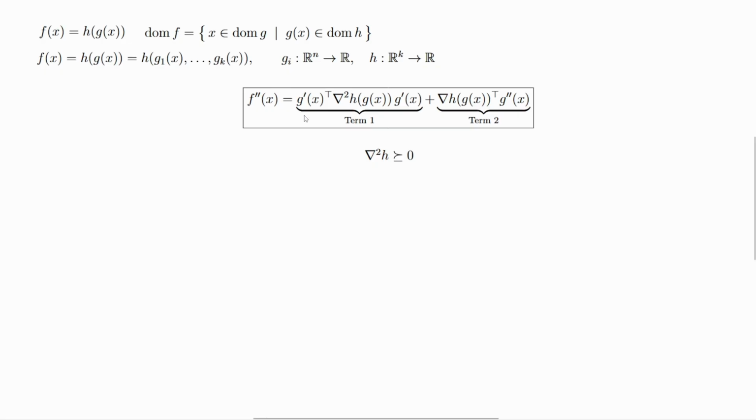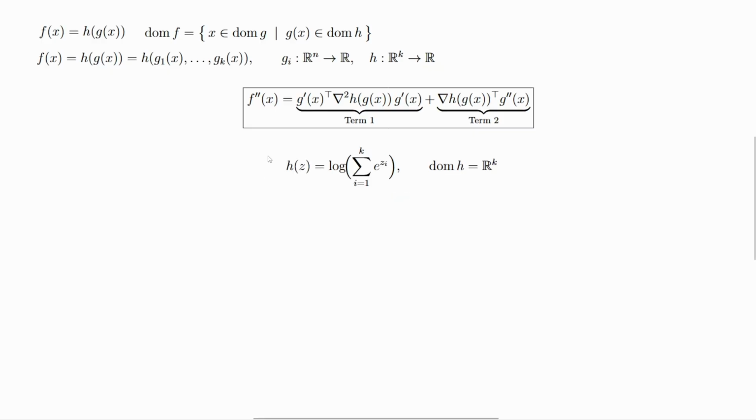So looking at the first term, which is simpler, we see that this is a quadratic form. And so the only way for this term to be positive is if the Hessian is positive semi-definite. On the other hand, looking at term 2, we can write it out as follows. So the second term is non-negative when each partial derivative of h and the corresponding g_i have the same sign.